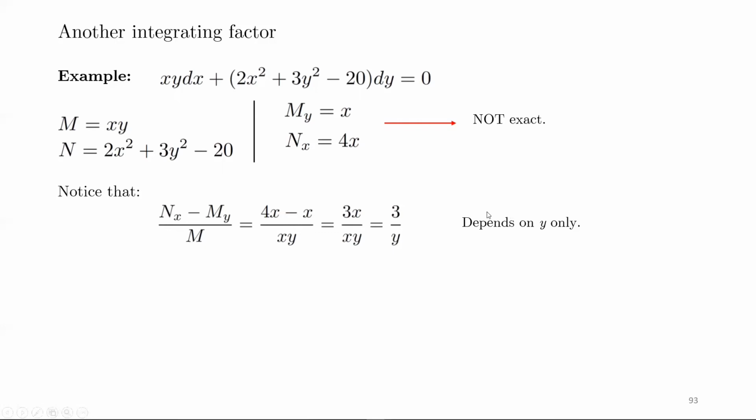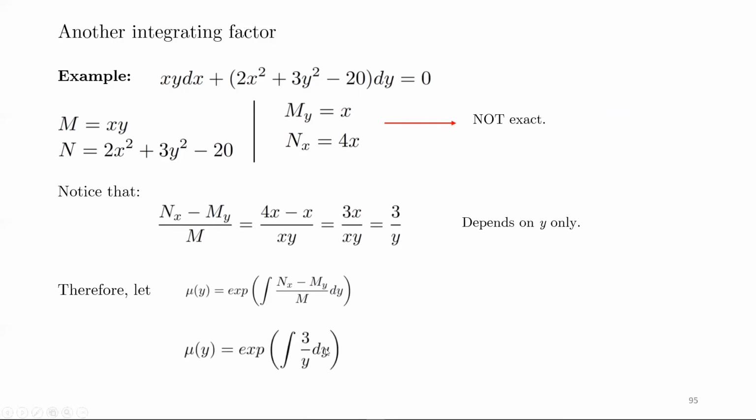So that suggests that I can write an integrating factor mu as the exponential of the integral of this thing. This fraction, N_x minus M_y over M, equals 3 over y, so let's put that in our integral. Well, this is just going to be a logarithm. It's going to be the exponential of 3 times the log of y. I can use the laws of exponentials to write this as the exponential of the log of y cubed. The exponential and the log are inverse functions, and therefore my integrating factor is equal to y cubed.